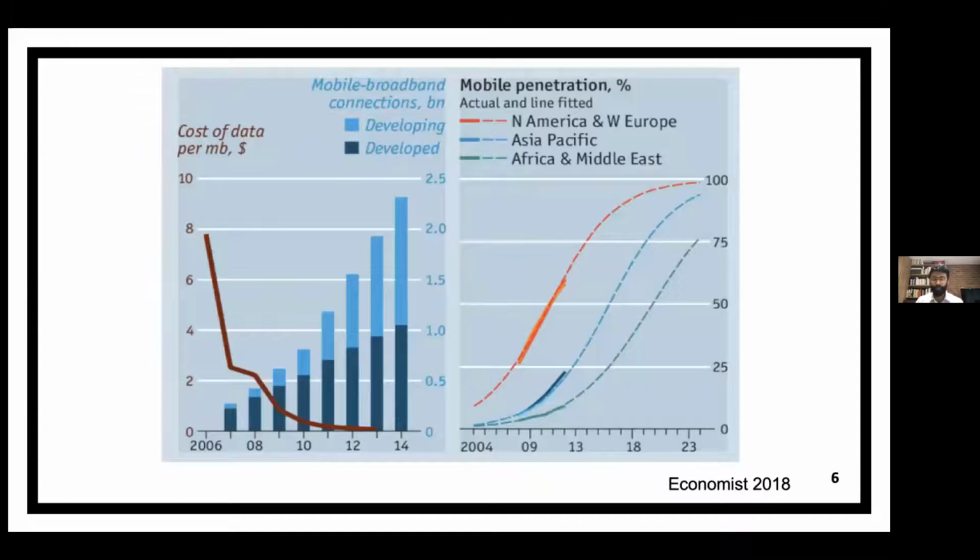And so we could see from this article in The Economist that the cost of data on the right side of your screen has dropped substantially over the years, and the mobile broadband connection availability has increased over time. And looking at the slide on the left, looking at mobile penetration, you can see that the vast majority of people here in 2023 do have some sort of mobile phone with data plans, and the proportion is increasing in Asia and Africa and the Middle East as well.